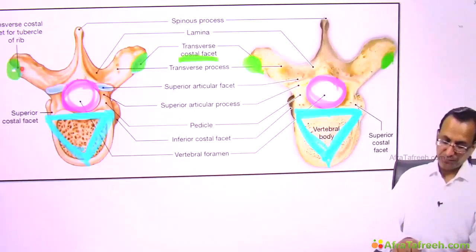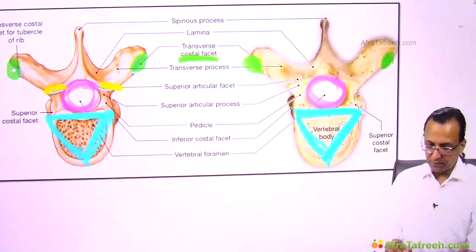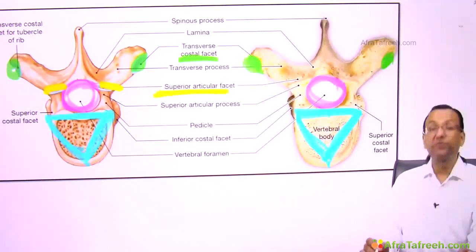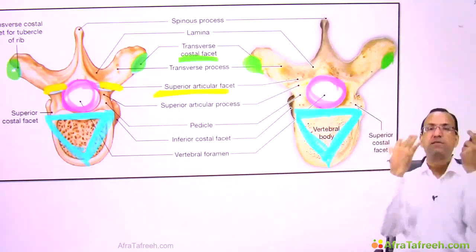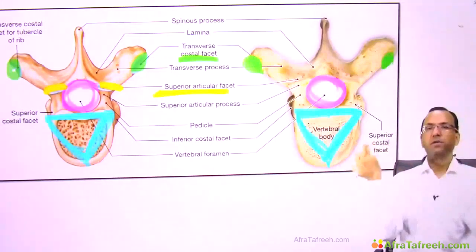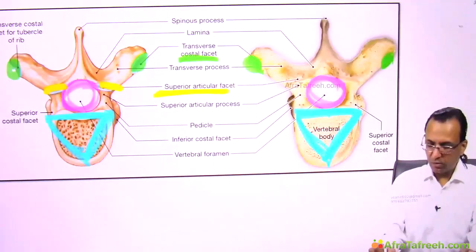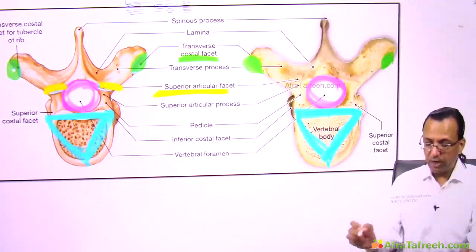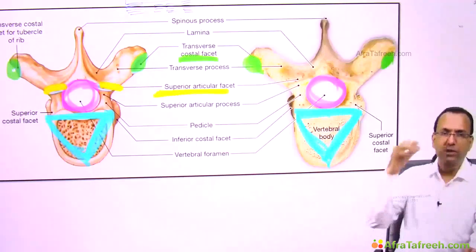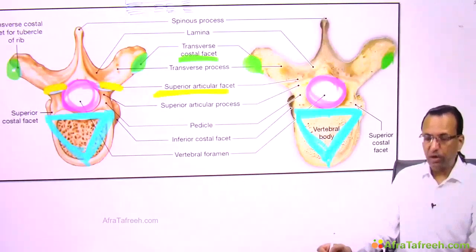So, what is the direction of the superior articular facets? If you are talking about the direction of the superior articular facets, then backward, upward, and lateral. Thoracic, yes, you can remember T-BUL. What is T-BUL? Thoracic, backward, upward, and lateral. Sir, again one mnemonic. Yes, if you want to use it, use it. T-BUL: thoracic, backward, upward, lateral. Superior articular facets, thoracic region: backward, upward, lateral.